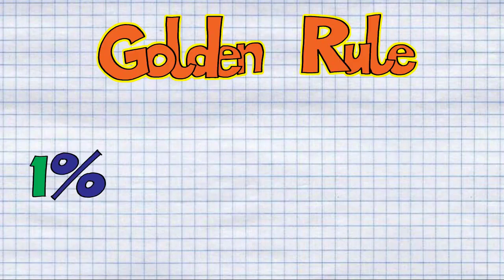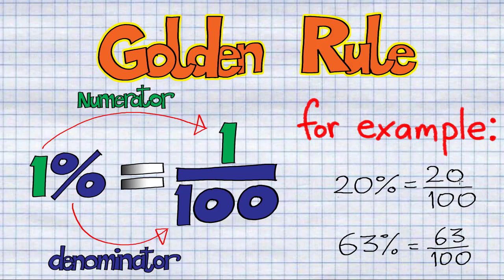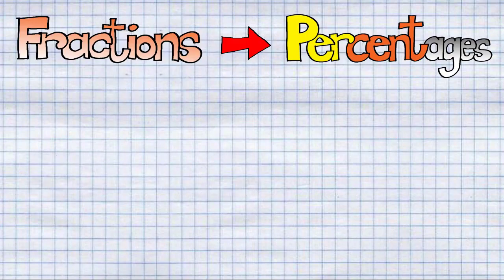The golden rule for converting percentages to fractions is that the whole number becomes the numerator of a fraction, so the top number of a fraction, and the percentage sign becomes the denominator. So a few examples of this. 20% would become 20 over 100, and 63% would become 63 over 100. So that was easy enough.